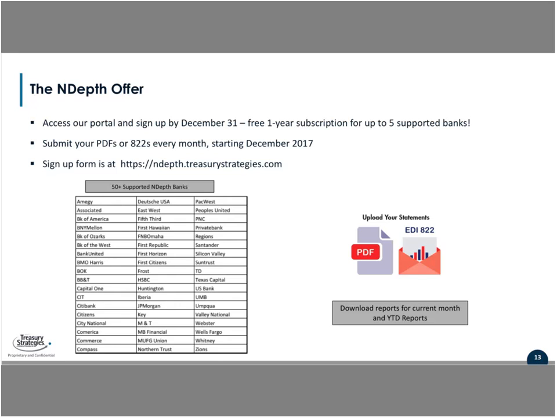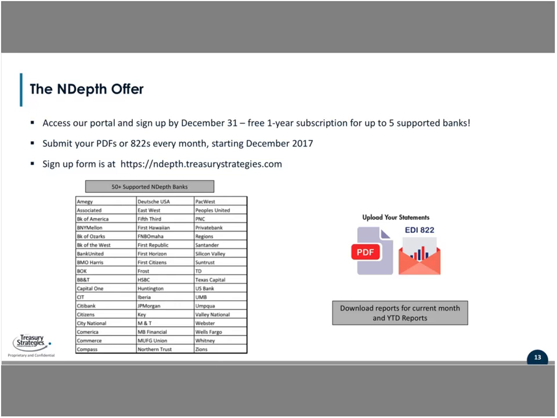Another question is, what will it cost after the free trial period is over? So we're talking about a 1-year free trial, and there is no obligation to continue after that. So after 1 year, the pricing for our NDepth Basic product, which covers up to 5 banks, is going to be $250 a month. So for about $3,000 a year, you can use this product every single month and get the benefit from it.